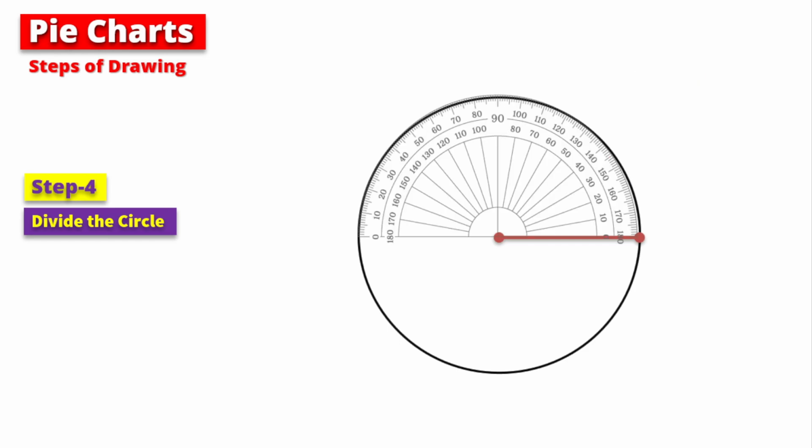In step 4, you have to divide the circle. Divide the circle into slices that correspond to each category. The size of each slice should be proportional to the percentage you calculated for the category. You can use a protractor or a drawing tool to help with this.